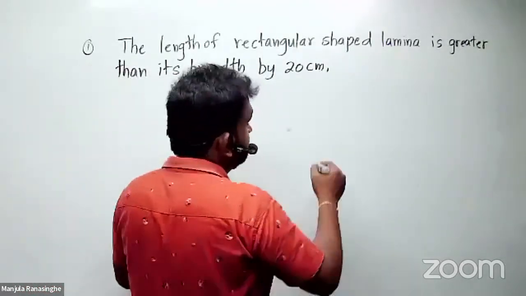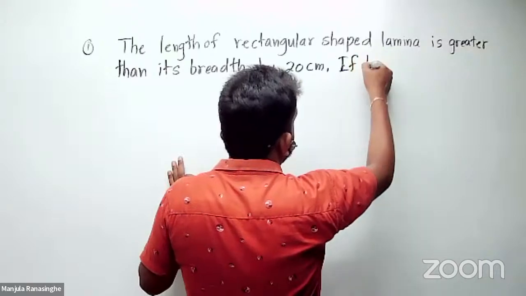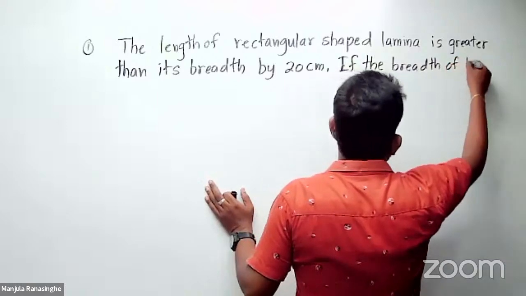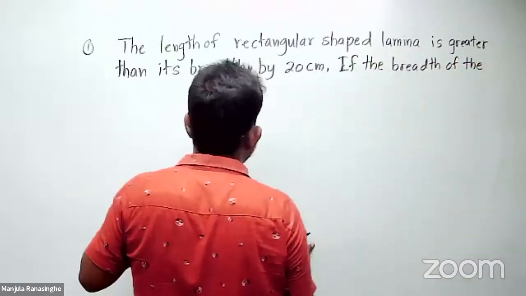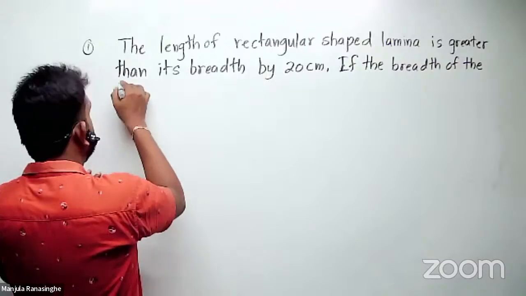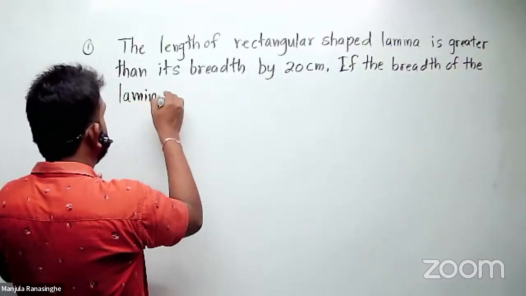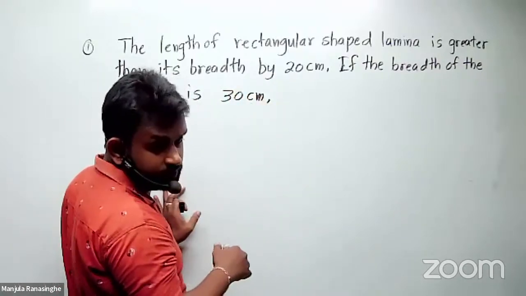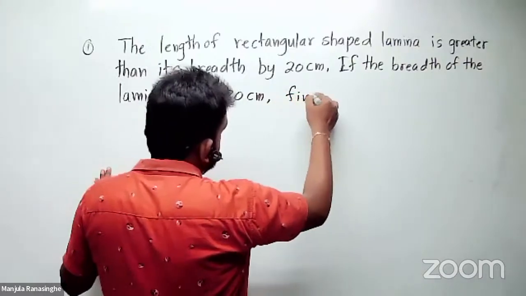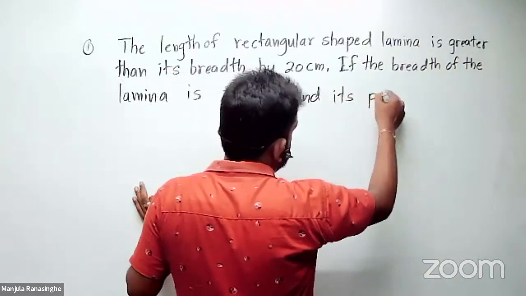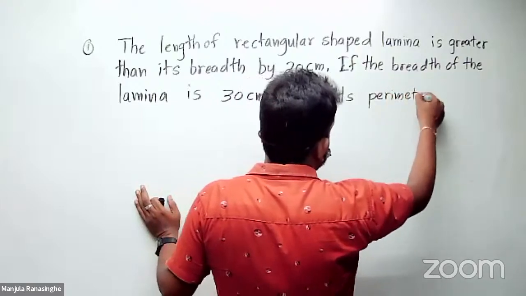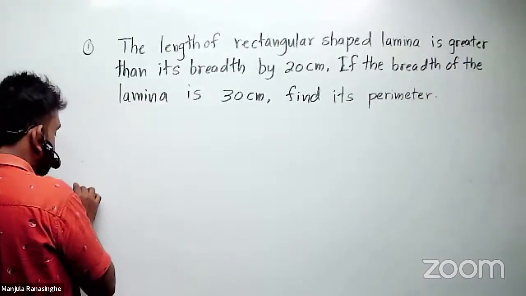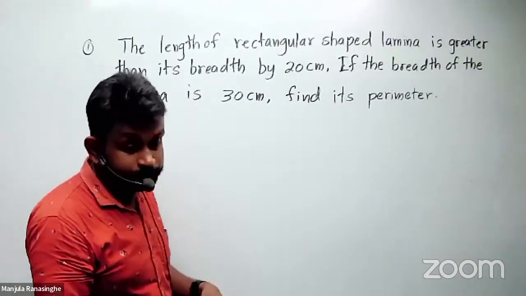If the breadth of the lamina is 30 centimeter, find its perimeter. Find its perimeter. Right. This is one question, and this is the next question.